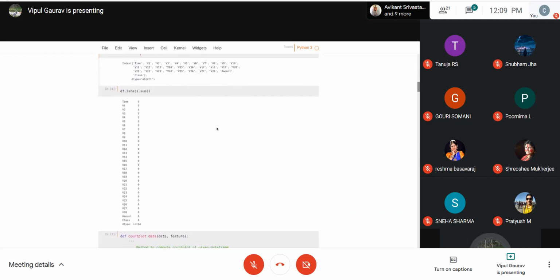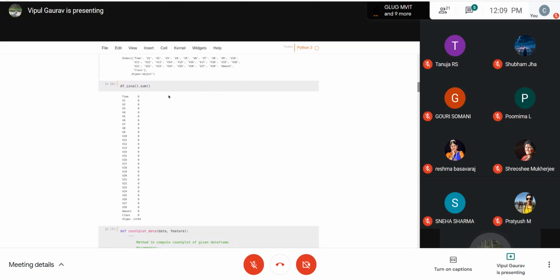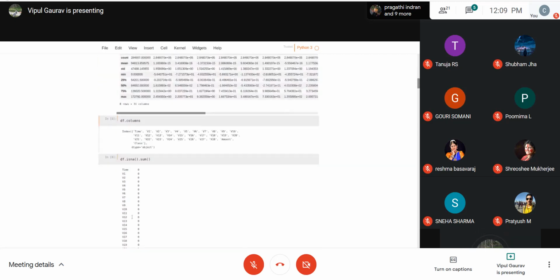Fortunately for us, we checked for missing values in our data, which is completely zero, as you can see. How do we check? df.isna, this returns whether each entry is null, and when we do .sum, it returns the total number of missing values in that particular column. So as you can see, from V1 to V28 and the amount and class, all of them are completely filled. So there is no missing data, and therefore we don't need to really handle it.